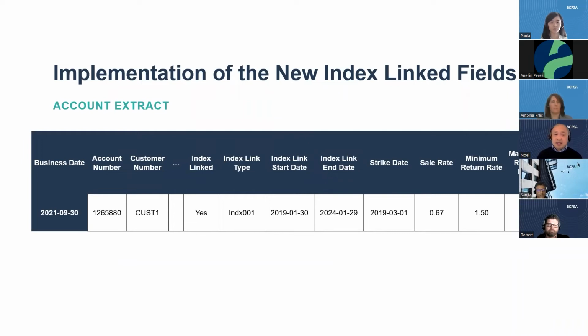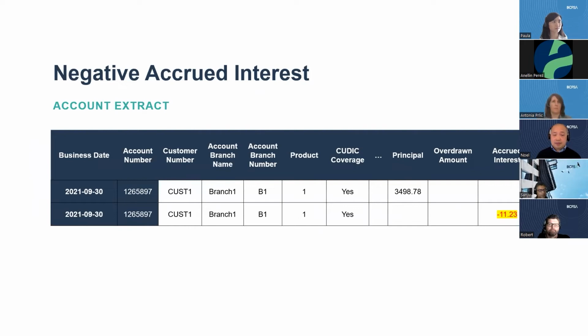The table in this slide is an example of the requested minimum return rate and maximum return rate fields. Further, it provides the sale period and the strike date, which is the end of the sale period. At the end of the sale period, the product will then begin to be linked to a market index, and the floor and ceiling rate of return of the product is now the minimum and maximum return rates. Next slide, please. As a reminder, please note that within the extracts, accrued interest must be a positive value. Next slide, please.